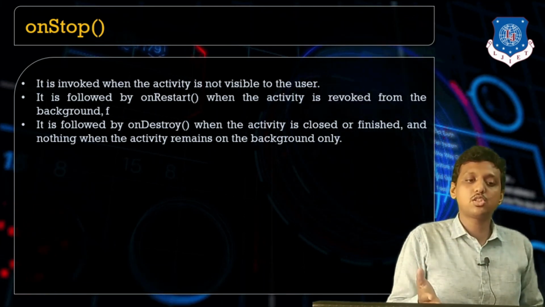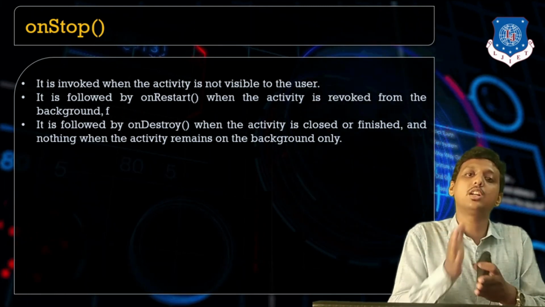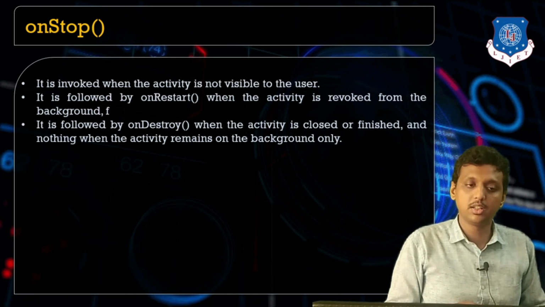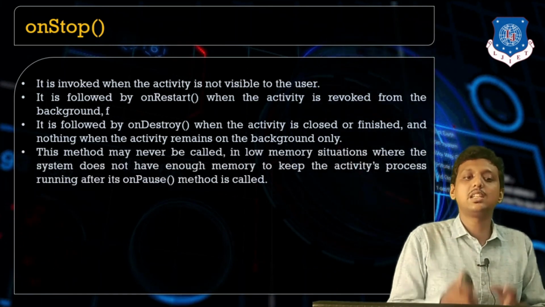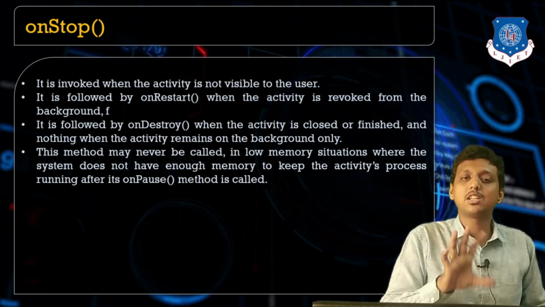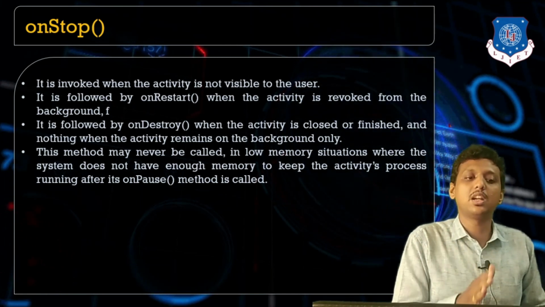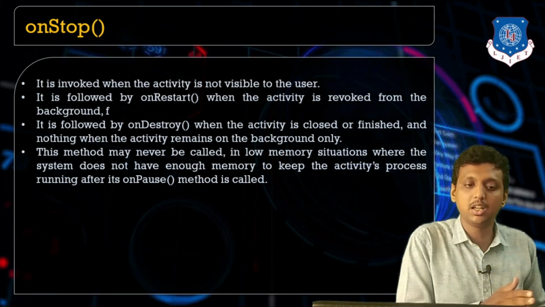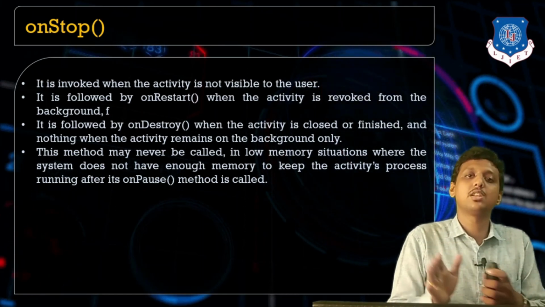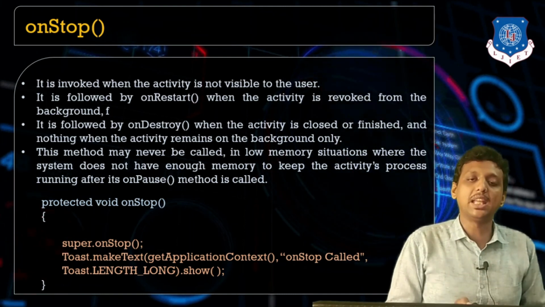But what about the destroy? It is also followed by the destroy. That means the destroy method will be called after the stop method. Once the activity gets stopped, the destroy method will be called to finish the remaining processes. See, this method may never be called in a low memory situation, where the system does not have enough memory. To keep the activity process running after its onPause method, the pause method is called when your battery power is low or the system does not have enough memory. This is the code for the onStop method.